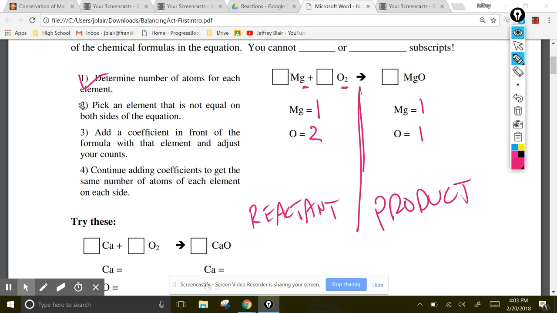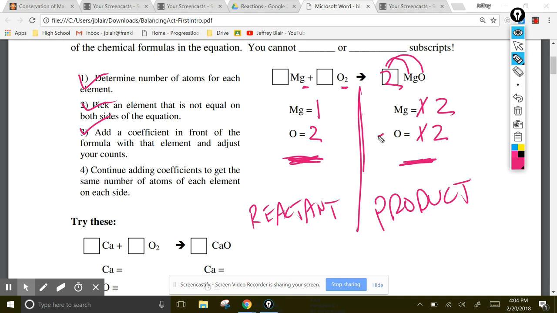So pick an element on each side that is not equal. Then we want to add a coefficient to one side or the other. You've got 2 oxygens on this side, 1 oxygen on this side. So the way to get 2 oxygens on this side is to put a 2 in front of it. Now we multiply that 2 by everything after it. We multiply that Mg by 2 and O by 2. Mg becomes 2, O becomes 2.